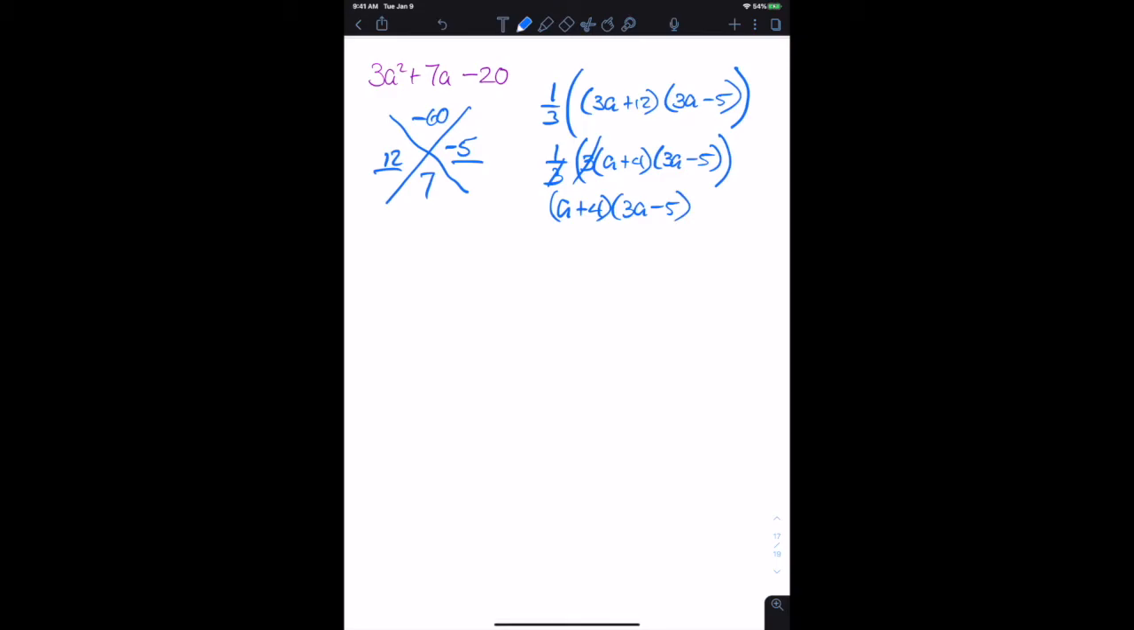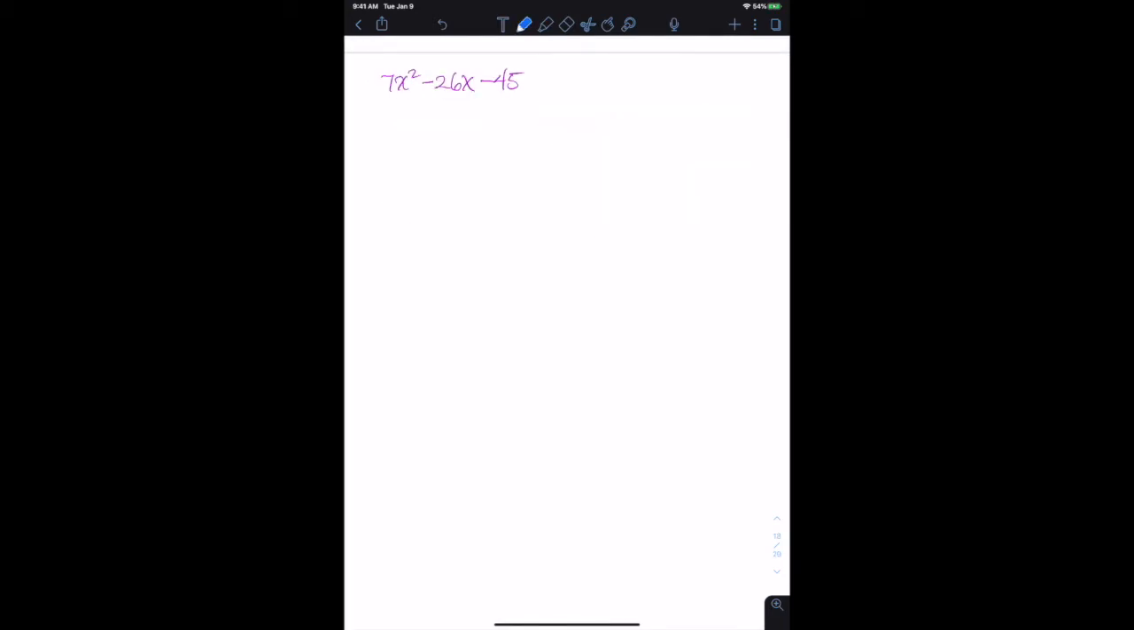Good. Let's try it again. This one's kind of tough. 7x squared minus 26x minus 45. This one's going to take a little bit of effort. We start off with draw a big X. We need to do 7 times -45, so -45 times 7. Let's see, 7 times 5 is 35. Bring up the 3. 7 times 4 is 28, plus 3 is 31. And it's negative because it was -45, so -315 and -26.